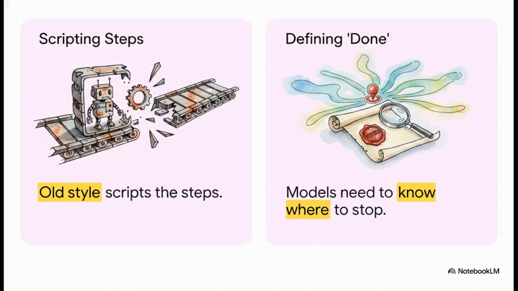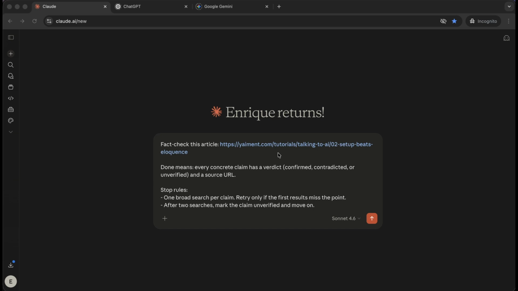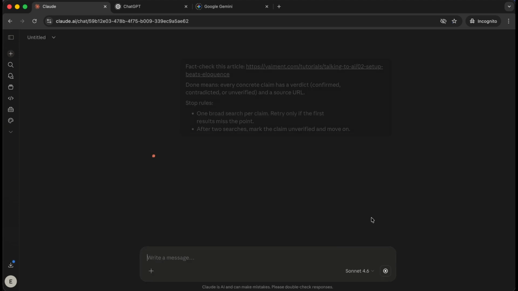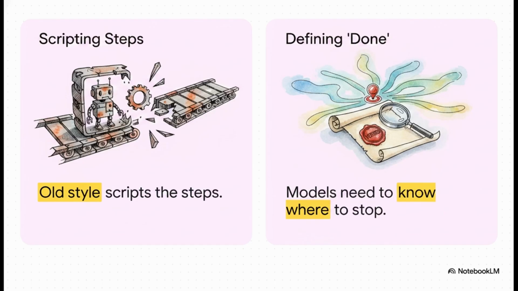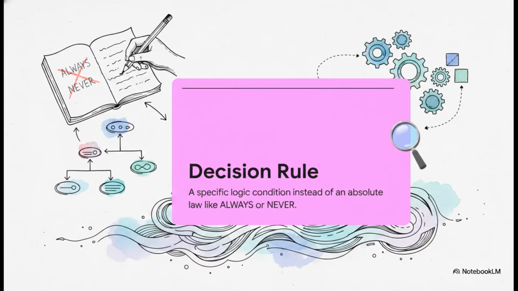A much better approach for longer tasks is to just name the target and tell the AI when to stop. So instead of scripting out all those rigid steps, you'd write something like, fact check this article. Done means every claim has a verdict and a source URL. 1 search per claim. After 2 searches, mark it unverified and move on. It's the exact same job, but now the AI figures out the best path. You just own the destination.